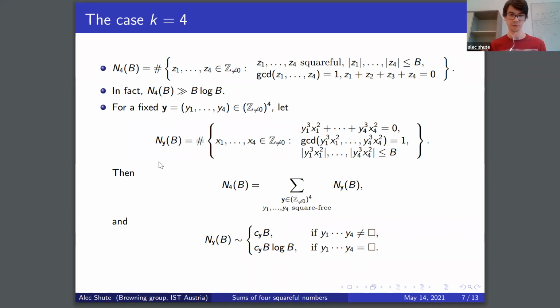But the thing is, even just for one fixed choice of y, we can get a contribution of B log B. And this happens precisely when the product of the y_i's is a square. This is essentially just Manin's conjecture applied to the quadric, which we definitely know is true. And the point is that when the product of these coefficients is a square, then the rank of the Picard group is 2, which gives us this extra log B factor.